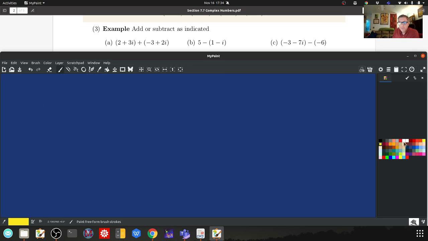So here, let's go to white. 3a. We're going to add 2 plus 3i, and we're adding it to minus 3 plus 2i. So what do we do? We gather the like terms. The purely real numbers are 2 and minus 3. We add those, and then we add 3i and the 2i. So 2 minus 3 is minus 1, and 3i plus 2i is equal to 5i.